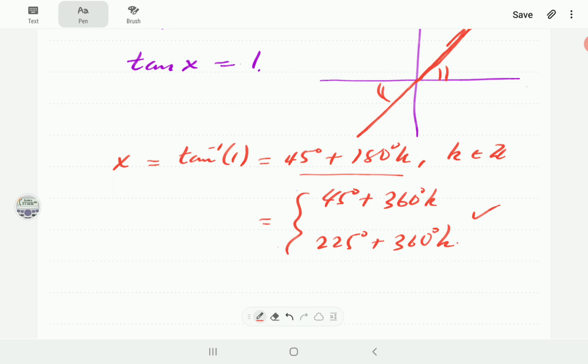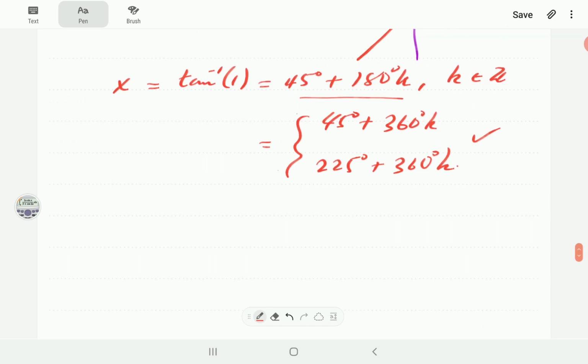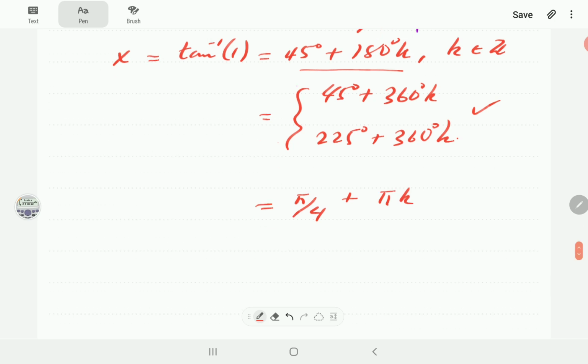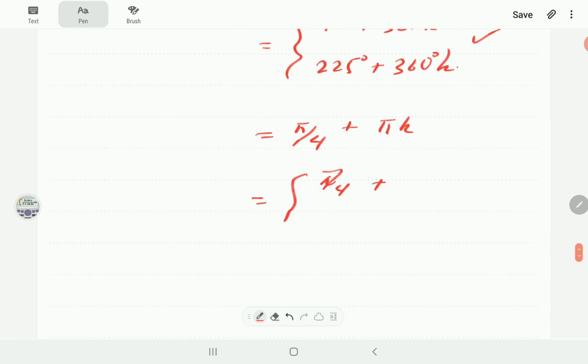All right, so that is in degrees. In radians, 45 is pi over 4, and then that's going to be pi k, since 180 is pi. Or that's going to be pi over 4 plus 2 pi k. The other one is going to be 5 pi over 4 plus 2 pi k.